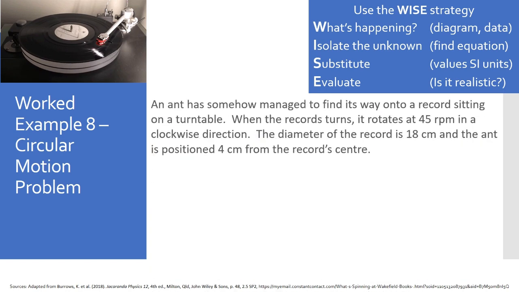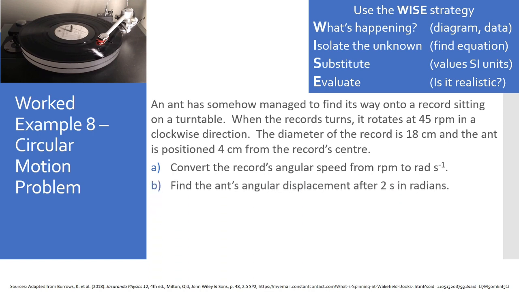So here's the question. An ant has somehow managed to find its way onto a record sitting on a turntable. When the record turns, it rotates at 45 RPM, or revolutions per minute, in a clockwise direction. The diameter of the record is 18 centimeters, and the ant is positioned 4 centimeters from the record's center. The question is, and there are several parts to it, convert the record's angular speed from RPM to radians per second, which of course is SI.